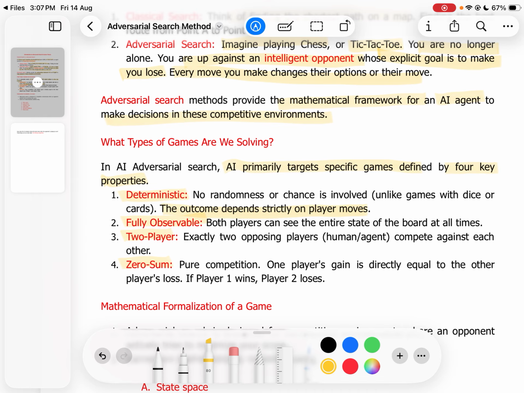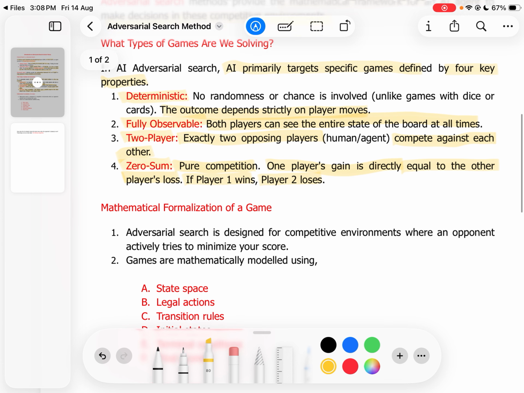Okay, that is deterministic. Second is fully observable, where both players can see the entire state of the board at all times. Third is two players are playing, exactly two players, either a human and an agent or two agents competing against each other. Fourth one is zero sum, which is pure competition. If one player's gain equals the other player's loss, if player 1 wins, player 2 loses. Okay, when these properties are there, adversarial search can be implemented.